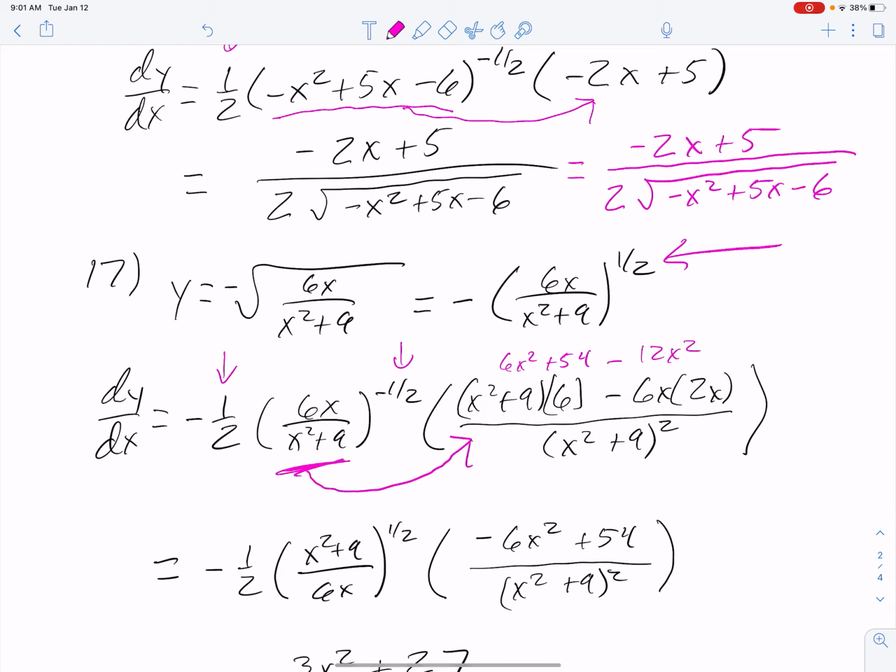And then when I take the derivative of my original inner function, I've got to use my quotient rule. So I've got low d high minus high d low all over low low. Took care of simplifying my numerator there. Okay.